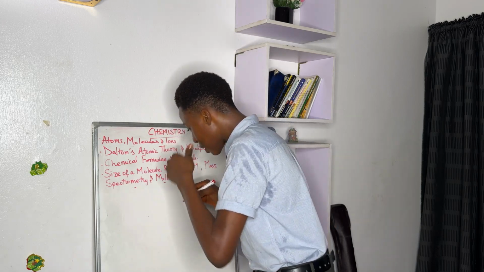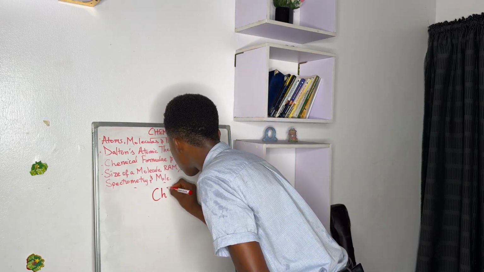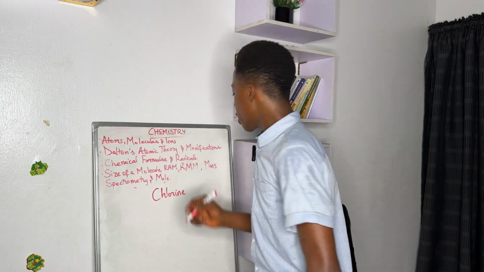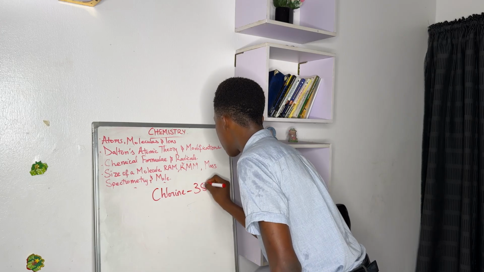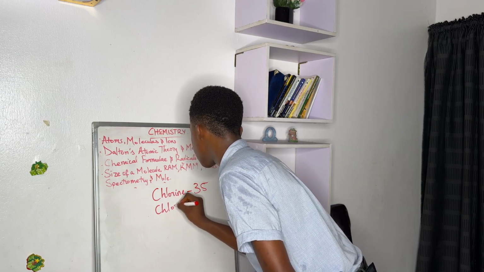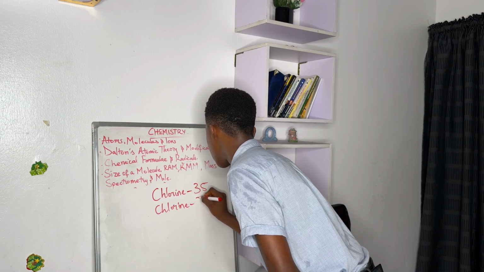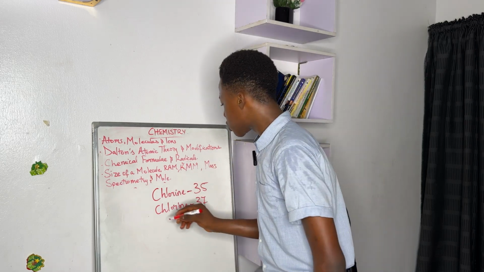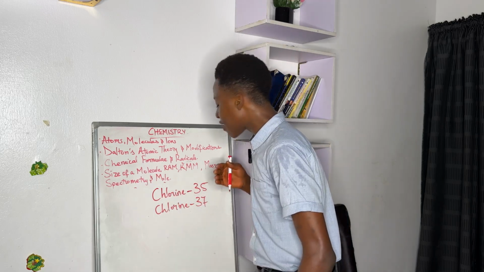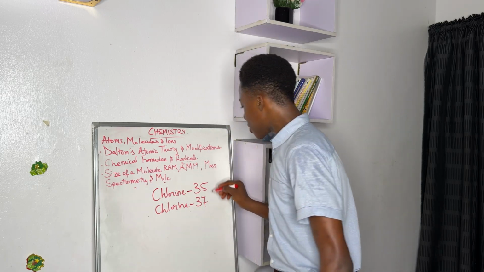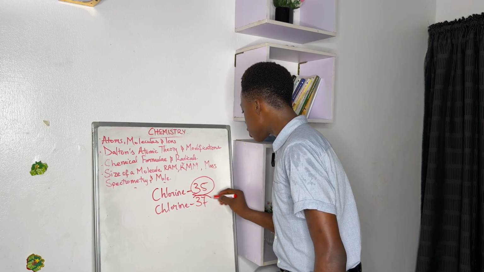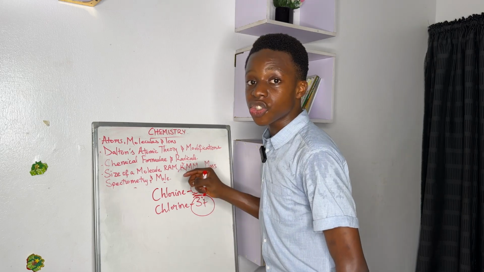So here's an example. Chlorine is an atom, but you can have two types of chlorine. There's chlorine-35, and there's chlorine-37. What is the difference between chlorine-35 and chlorine-37? Because they are the same chlorine, just that one is 35 and one is 37. Well, the difference between the both of them is that this one has more neutrons. This one has less neutrons than this one.